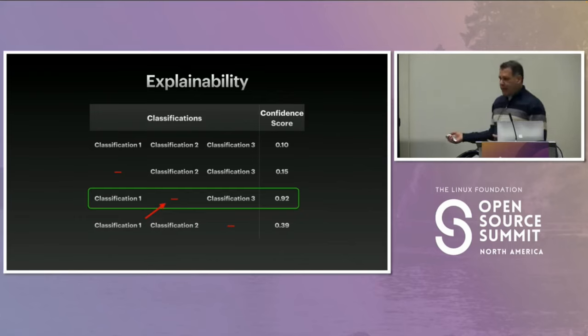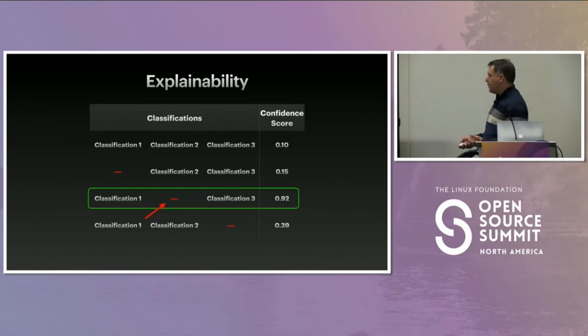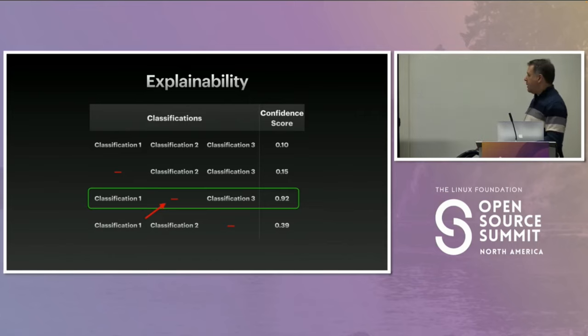That was a good example. If we had said the second row over here, the one where we removed the first classification, was our best answer, that's not good enough because the confidence score is still 0.15, and we would not build trust that way. Even though we had given an explanation, it would not have been a good explanation. So there would be no trust built over there.